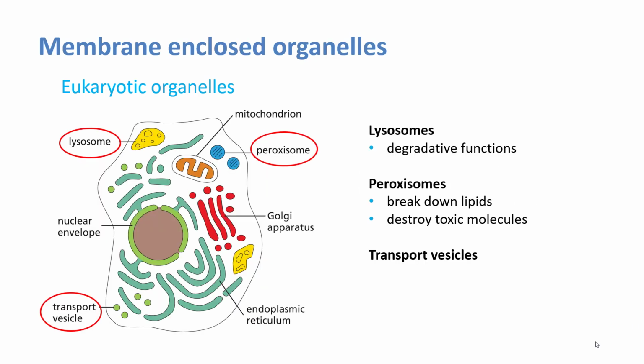The other types of organelles we'll be talking about later in this lecture include lysosomes, and these carry out a variety of degradative functions. Peroxisomes, which also carry out degradative functions, particularly around lipids and toxic molecules. And then we'll also take a closer look at transport vesicles.